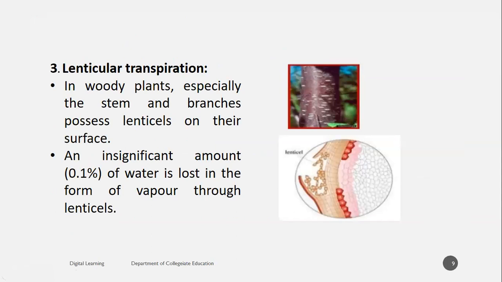Third one is known as lenticular transpiration, and this transpiration takes place, as you know, on the surface of the branches as well as the main stem. You have a woody stem having white color structures here, and these are called lenticels. And this is the sectional view of the white color structure. These lenticels are also involved in the loss of water from the plant body, but it is very, very less. Only 0.1% of water is lost in the form of vapor, and this is called lenticular transpiration.